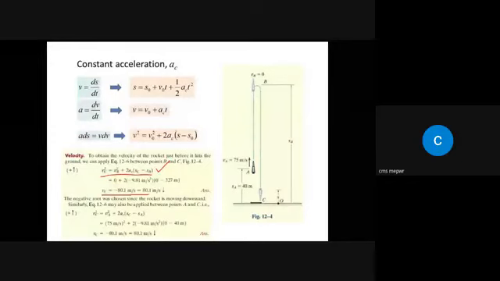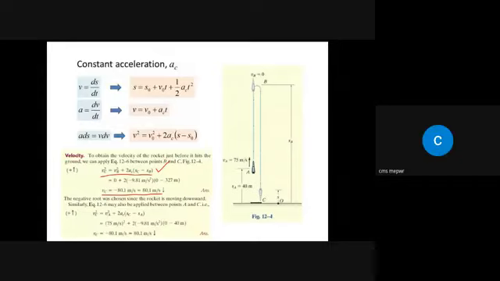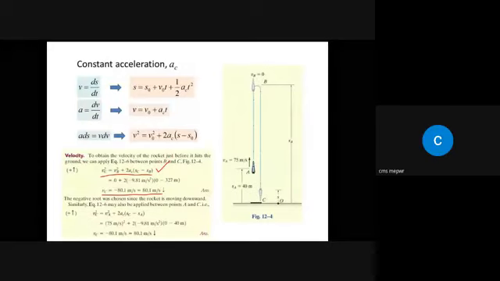So here you can find out this one. Is it clear? Yes sir. Okay, so this is basically your answer. So you can find out the velocity by using this equation. Okay, is there any question in this problem? Okay, silence means no problem.